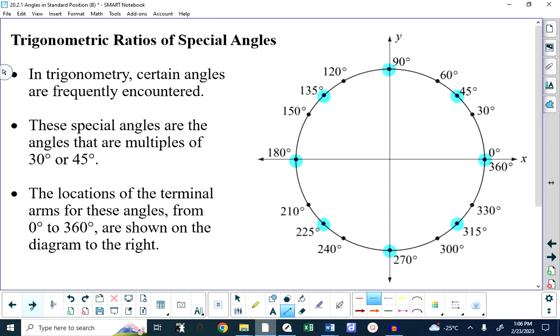You need to know, first of all, the locations of these angles. And it should be something that you can conjure up fairly quickly. You know, where's 315 degrees? You should be able to visualize it. Where's 330? You should be able to visualize it.